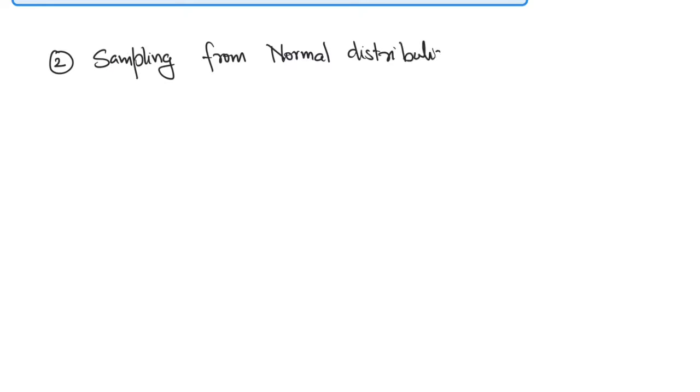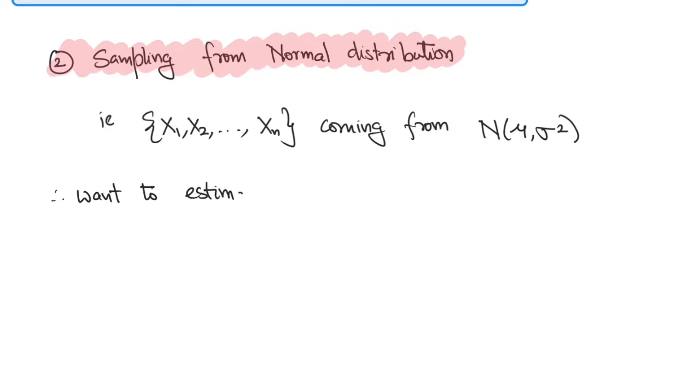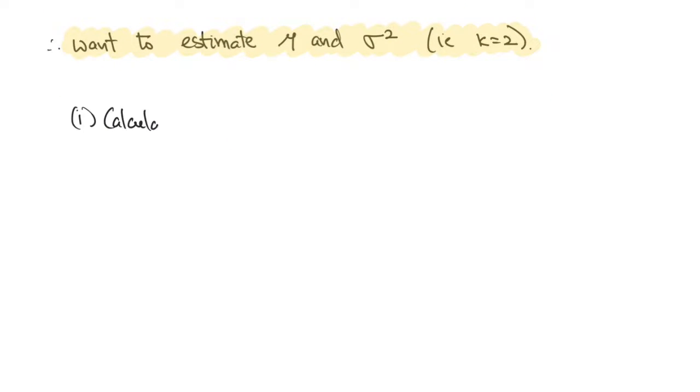We next work the example where our sample is coming from a normal distribution. This is to say that we have n random variables, x1, x2 up through xn, and each of these is coming from the normal distribution with mean mu and variance sigma squared. We want to use this random sample to estimate mu and sigma squared. So in this context, k equals 2.